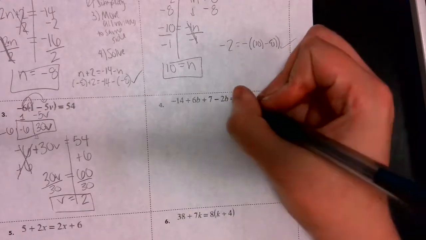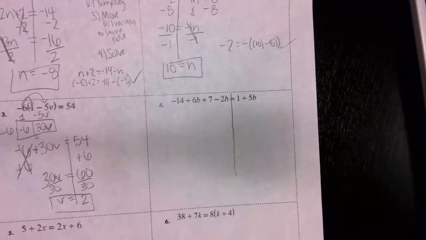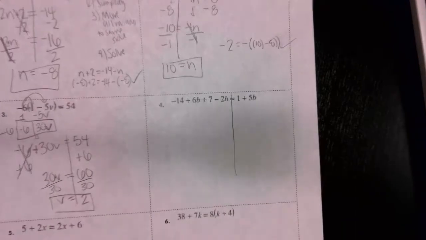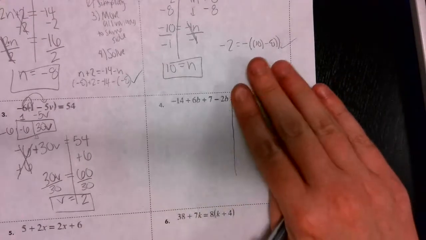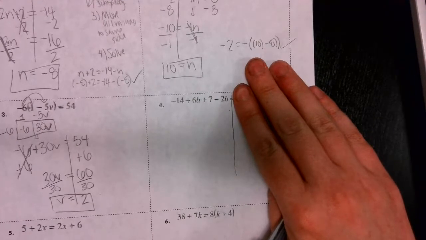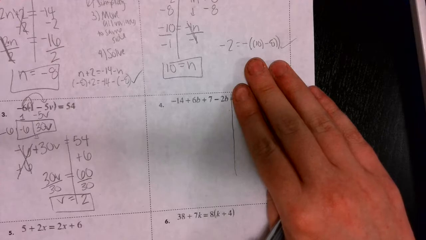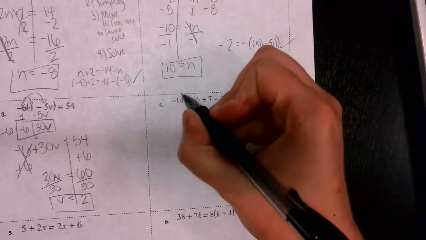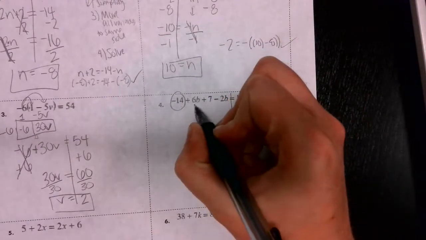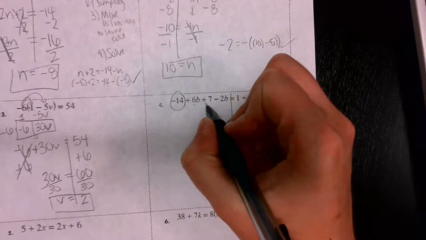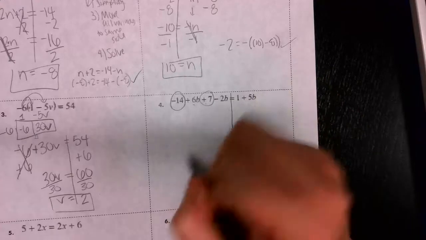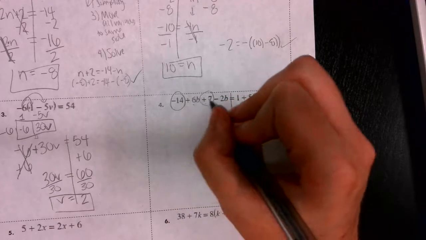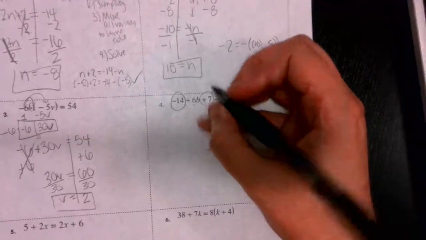Okay. This one over here is a little bit tricky. There's a bunch of ways you can do it. I think the easiest way is I'm just going to look at this left side and see if I have any like terms. I see a -14. 6b is not a like term. Is 7 a like term? Why, yes, it is. So these are like terms. I don't see any variables by those numbers.